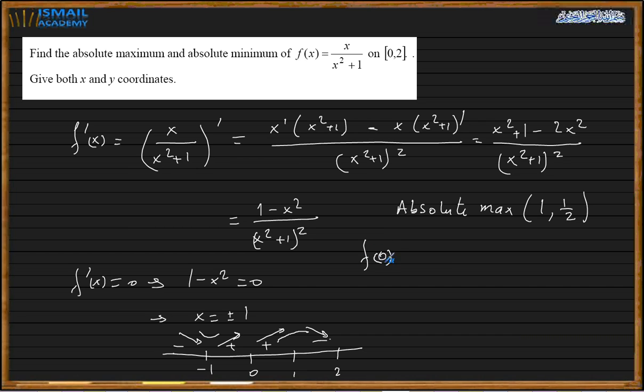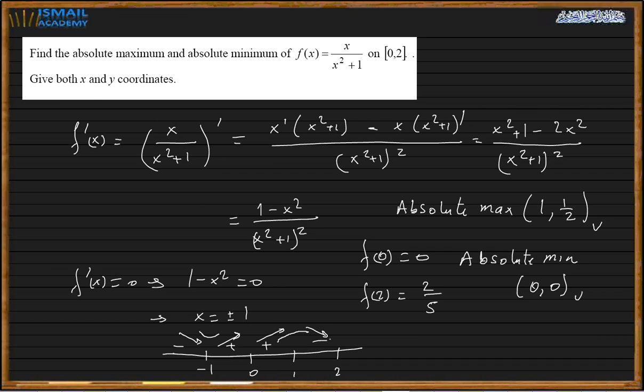So f of 0 will give me 0, because 0 over 1 is 0. F of 2 will give me 2 over 4 plus 1, which is 2 over 5. So this one is smaller. So my absolute min is the point 0, 0. Those are the answers for that question. I put them with the coordinates because they ask for the coordinates.